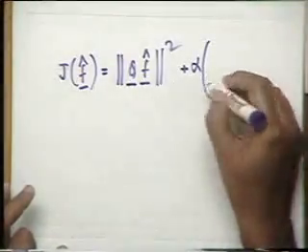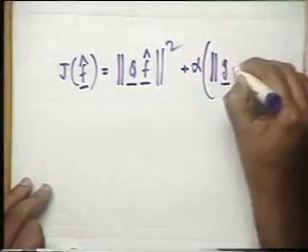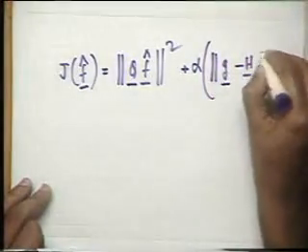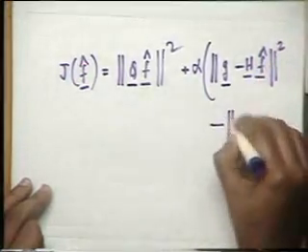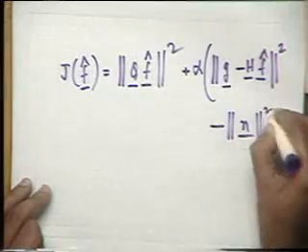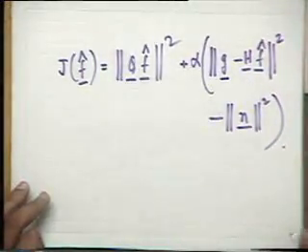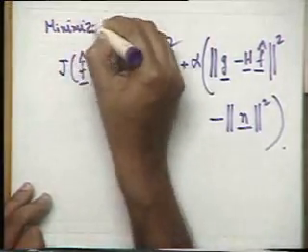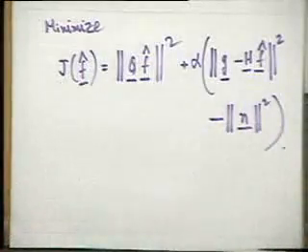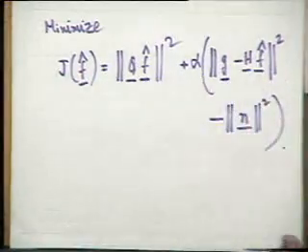So this is Q f hat squared plus alpha times norm G minus H f hat squared minus n squared. This is what we are going to minimize. So our problem now is to minimize this entire expression. If we can minimize this, obviously we are minimizing this under this constraint.